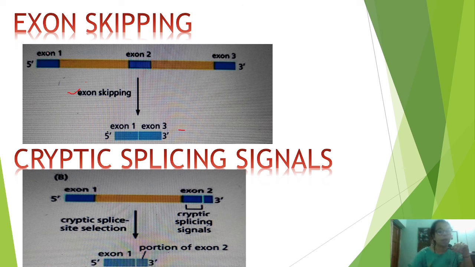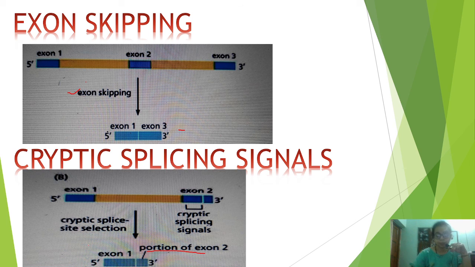Moving to the second type of splicing, that is the cryptic splicing signal. What is cryptic? Suppose 2 exons are present, let's say exon 1 and exon 2. In this splicing, only a part of exon 2 will be joined to exon 1. That's why it is called cryptic splicing selection. You can see here that not the whole exon 2 is joined with exon 1, only a part of it is joined. This method is known as the cryptic splicing signal.